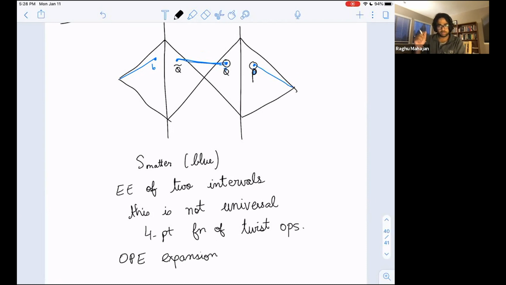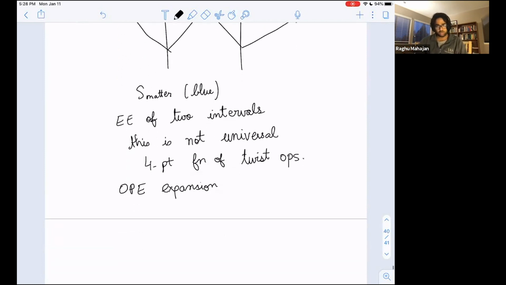So there's a twist operator here and a twist operator here. We can fuse them. And we can, again, take the twist operator at P tilde and the twist operator at Q tilde and fuse them, and only keep the first term in the OPE expansion, which is the identity operator. So we just factorize this 4-point function. We don't even do an OPE expansion. We factorize the 4-point function into 2-point functions.